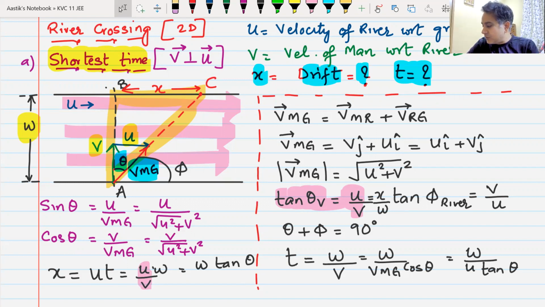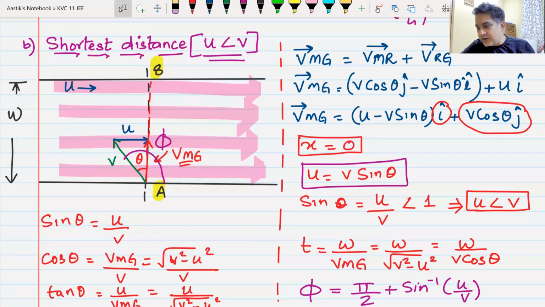Then we moved on to the concept of crossing the river following the shortest distance. As soon as I say shortest distance, what I mean is I go directly from A to B, I go at an angle. But again, this condition is only possible when your river velocity is less than the velocity that the man can swim. Do we understand this? Do we remember this?